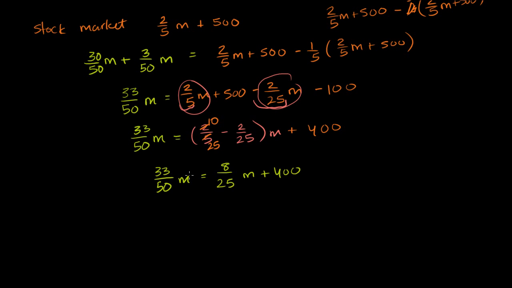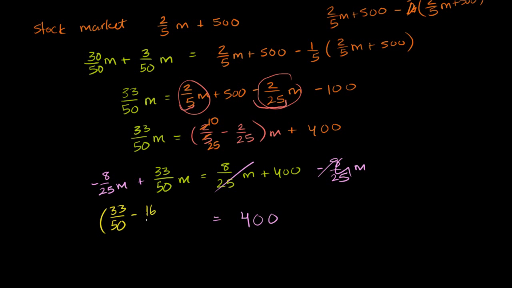Now let's get both m terms onto the left-hand side of the equation. So let's subtract 8 over 25 m from both sides, so that the right-hand side cancels out. Our right-hand side is just equal to 400. And then our left-hand side is 33 over 50 minus 8 over 25, which is the same thing as minus 16 over 50, since I multiplied the numerator and denominator by 2. m is equal to 400.